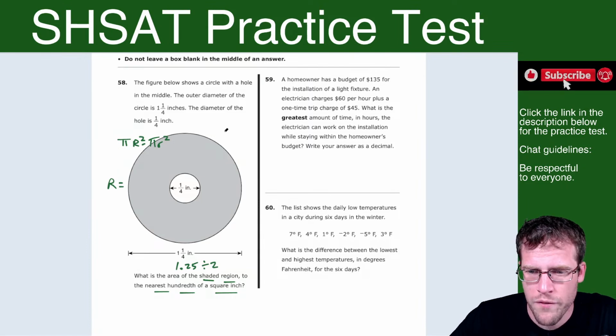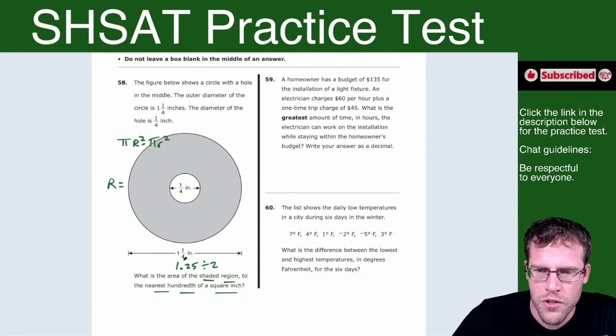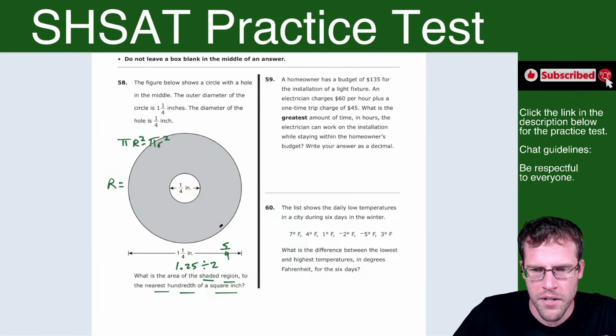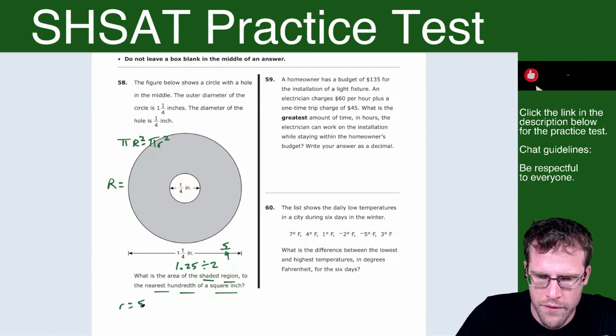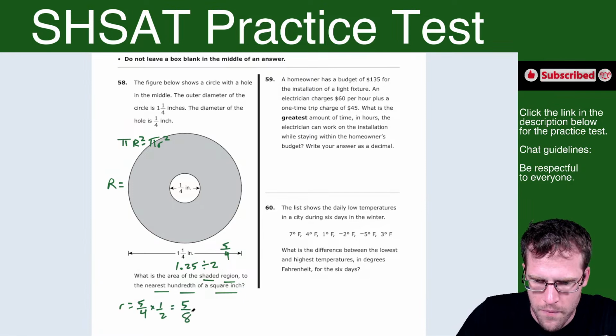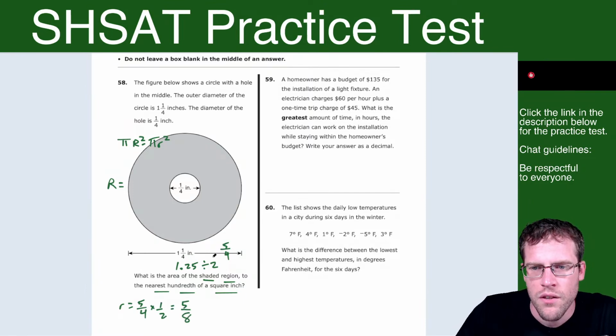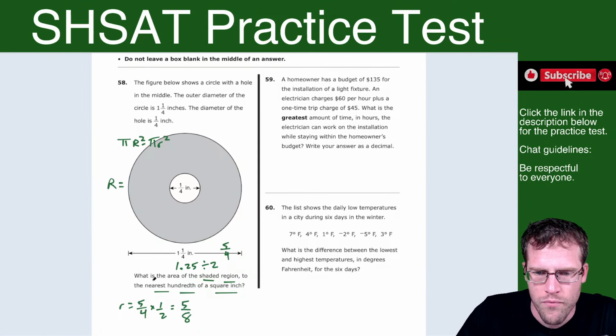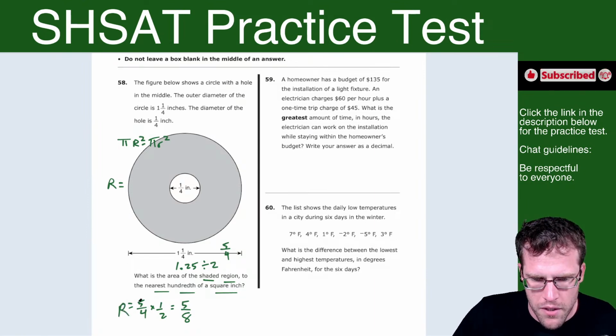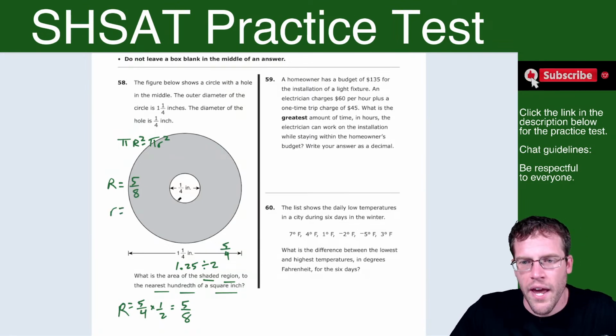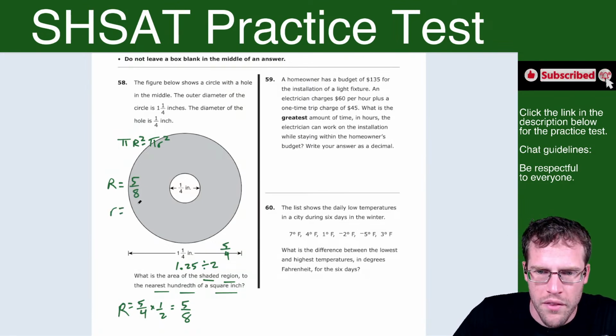So 1 1/4, though, there's another way of doing it. If you turn this into an improper fraction, that's 5/4. If you want to cut something in half, you just double the denominator. So half of r equals 5/4 times a half, that's 5/8. Okay, so it's 5/8 of an inch, the radius of the, I should call that big R actually. So big R is 5/8. And then little r would be half of 1/4, which is 1/8.